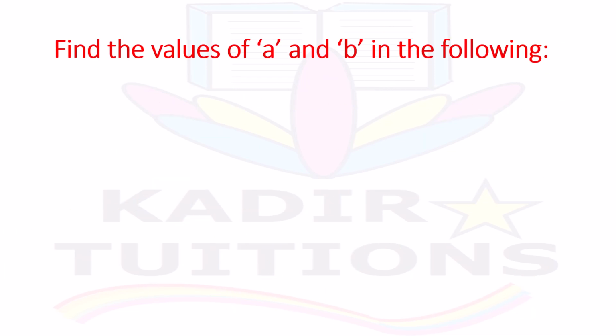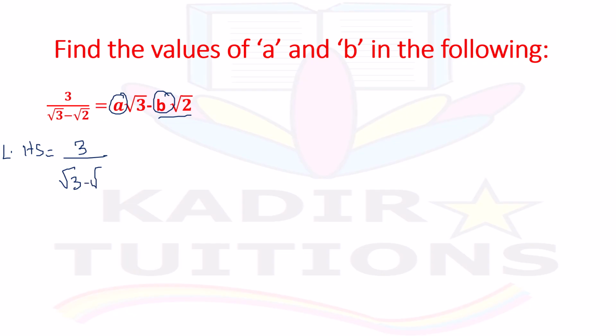The next problem is find the values of a and b for the following. So here the question is 3 divided by root 3 minus root 2, which is equal to a root 3 minus b root 2. We are going to find the value of a and b. So first we'll start with the LHS. See, in the denominator we have the root values. Always we should not have any root values in our denominator. If it exists, we need to do the rationalization of the denominator.